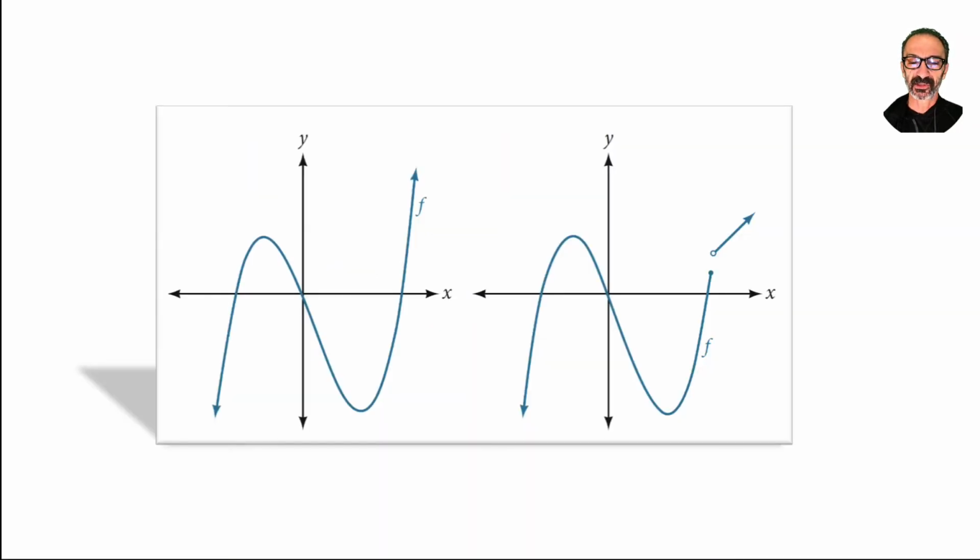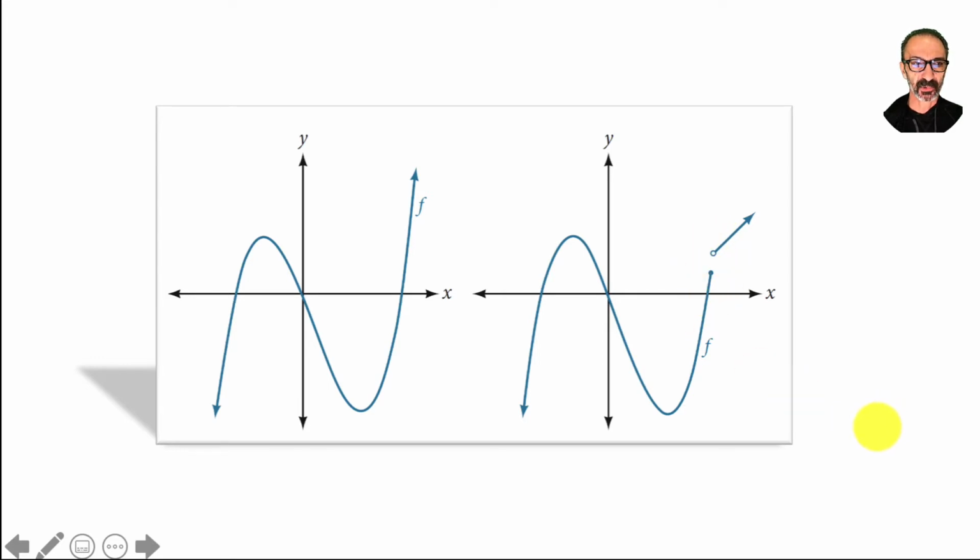These two graphs describe polynomials. Polynomials are continuous and smooth. So the left one is a polynomial. This right here on the right is not a polynomial since it's discontinuous.